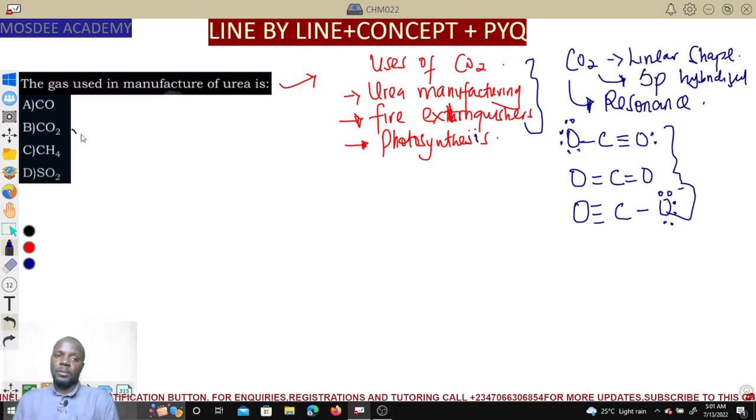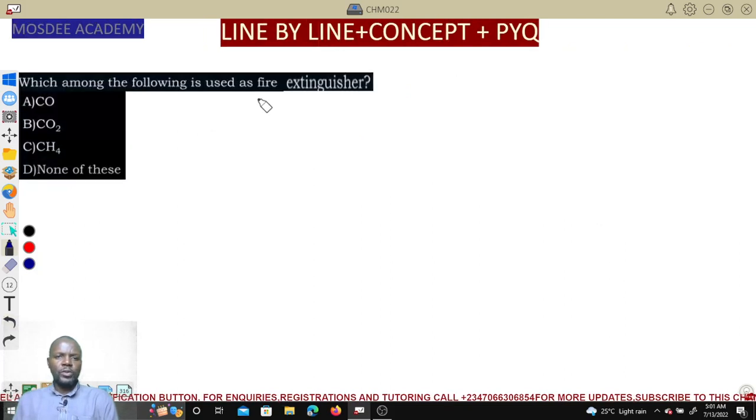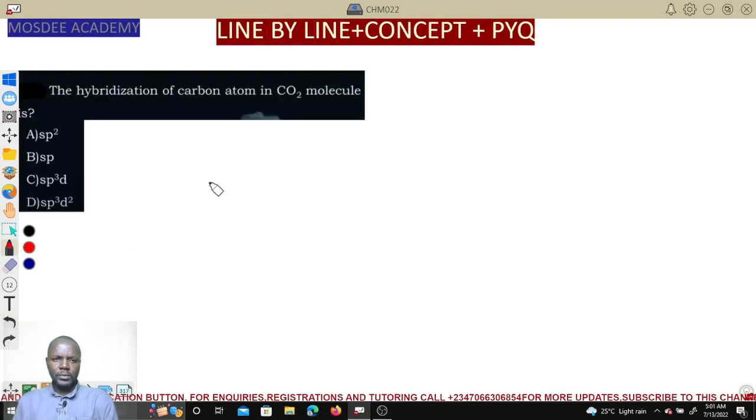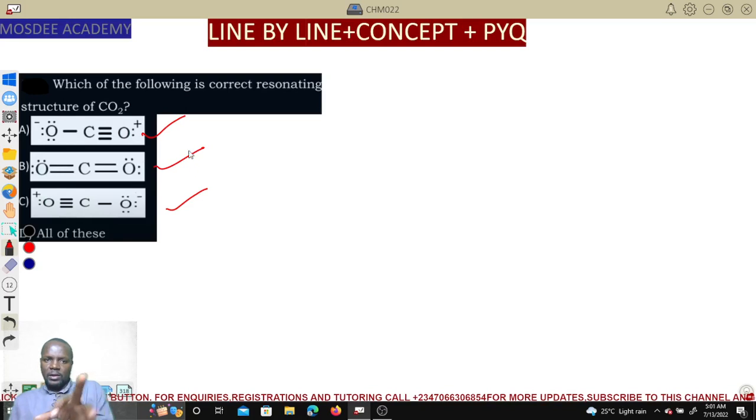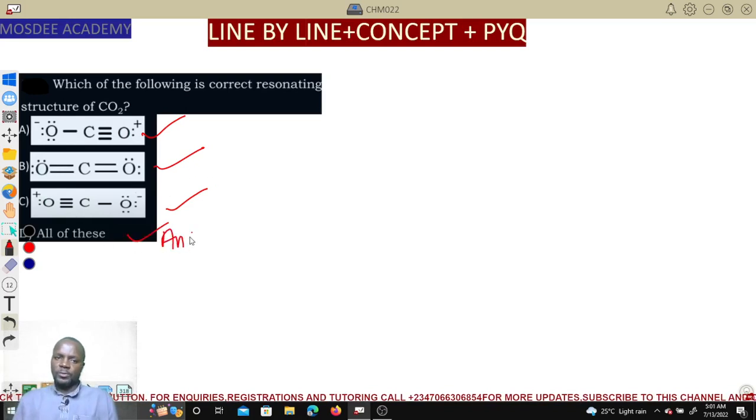So urea is made from carbon dioxide, that is correct. The next question, I have to increase the pace. Which is used in a fire extinguisher? This is also correct, CO2 is used in fire extinguishers. The next one, the hybridization of CO2, I told you is sp hybridized. This is the answer, and that is why it has a linear shape. The next one, which of the following is the correct resonating structure of CO2? It can be drawn here, negative end, positive end, Lewis dot structure, then another way interchanging the first one and the third one. So these are all correct. This is the expected answer you have to pick.